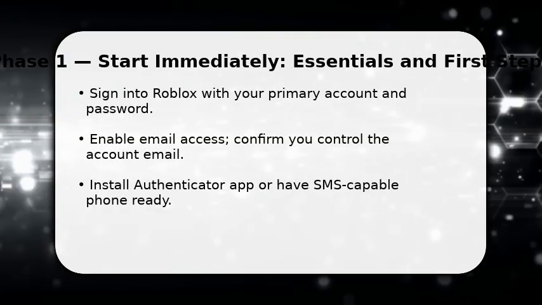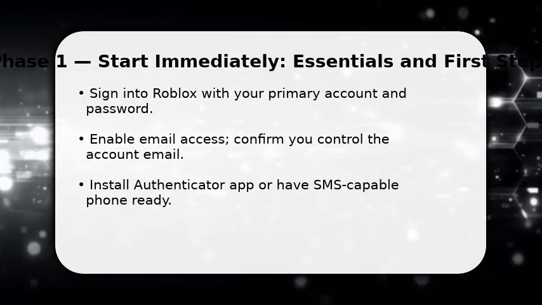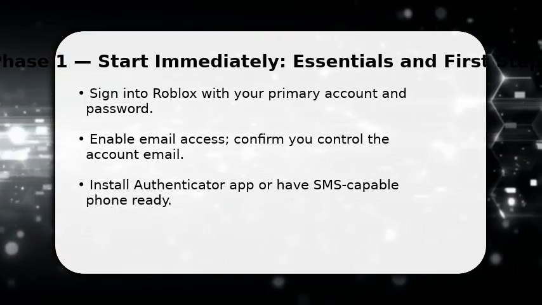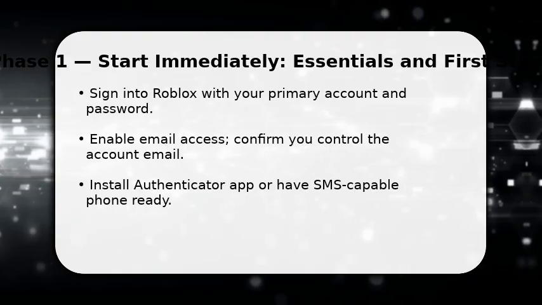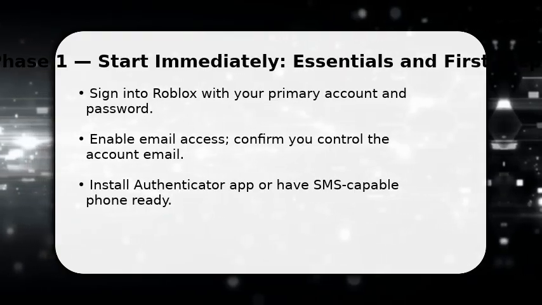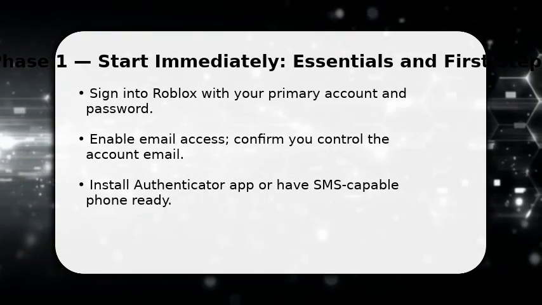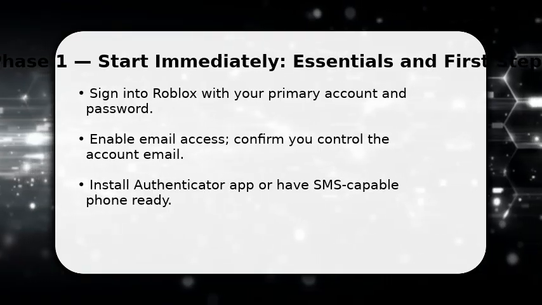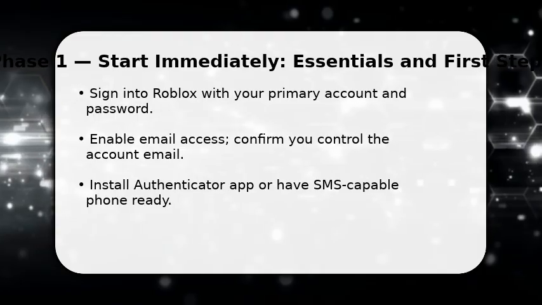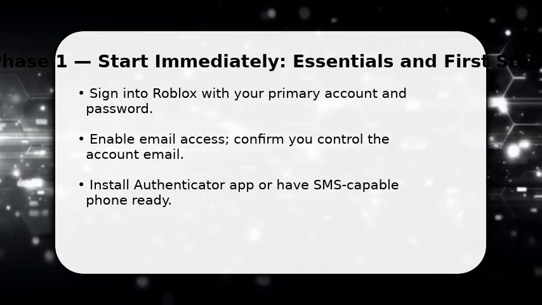You start by signing into your Roblox account and making sure your email is verified. This proves ownership and lets you recover access. Once done, open account settings and locate security. You need either an authenticator app, like Google Authenticator, or a phone that can receive SMS codes.